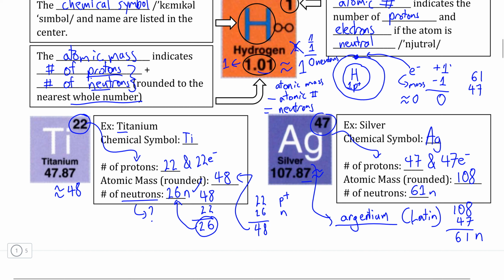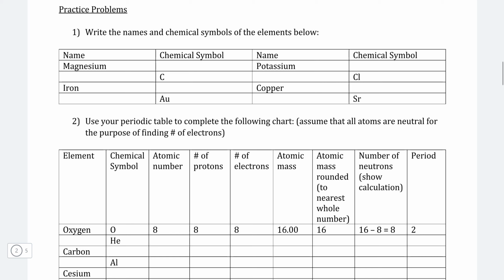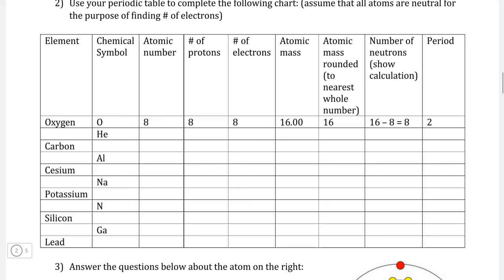Now, before you move on to the next video, you can try the practice problems below. The practice problems are designed to check and see if you can use the periodic table to find what the chemical symbol is of an element, what the element name is based on its chemical symbol, and to use the information to learn about the atoms. So can you use the periodic table to find how many protons and electrons an element has, how many neutrons it has based on the atomic mass, and of course, can you match this information to the element name and chemical symbol below.